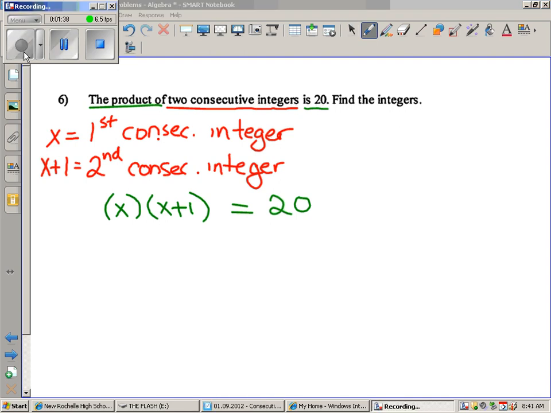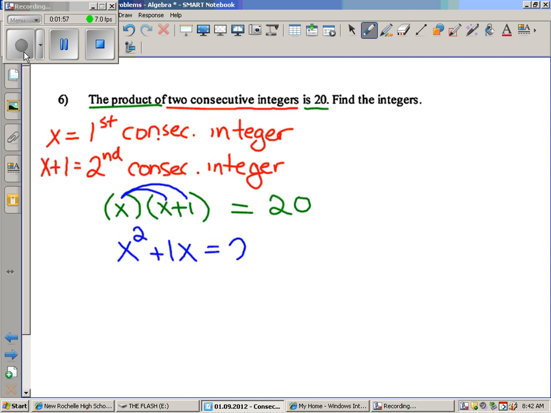All right. So from here, what do we do? We're going to make it rain. We're going to distribute. So that's going to be x squared plus 1x equal to 20.